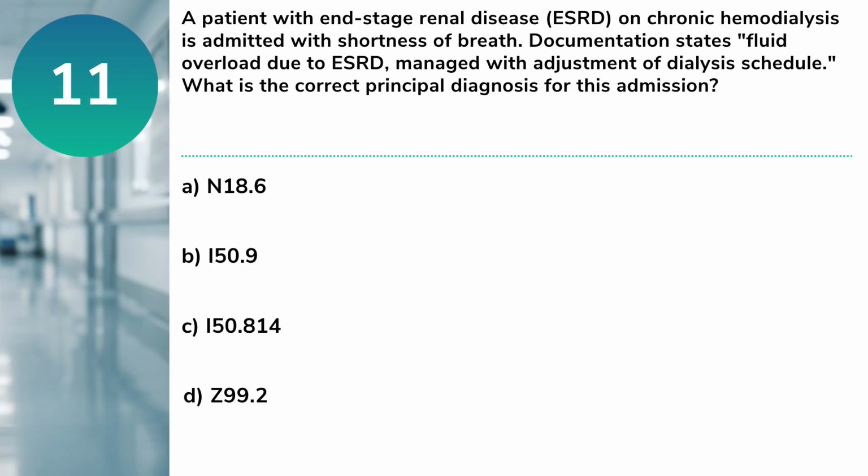Question 11. A patient with end-stage renal disease, ESRD, on chronic hemodialysis is admitted with shortness of breath. Documentation states fluid overload due to ESRD, managed with adjustment of dialysis schedule. What is the correct principal diagnosis for this admission? A. N18.6. B. I50.9. C. I50.814. D. Z99.2. Answer: C.